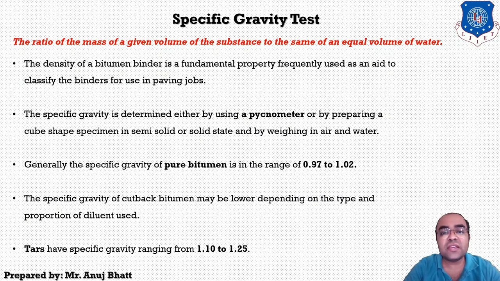The specific gravity is determined either by using a pycnometer or by preparing a cube-shaped specimen in the semi-solid or solid state, then weighing in air and water. Generally, the specific gravity of pure bitumen is in the range of 0.97 to 1.02. The specific gravity of cutback bitumen may be lower depending on the type and the proportion of diluent used. The tars have a specific gravity ranging from 1.10 to 1.25.